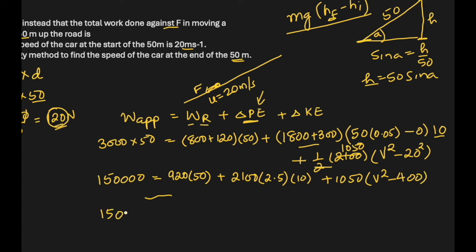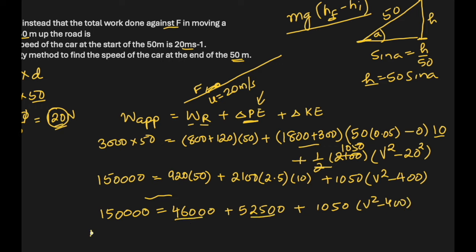So it becomes 151,234 equal to 92 times 460, 12. Okay, 25 times 2100 will be 52,500 plus 1050 v square minus 400. Okay, let's add these two and subtract from 150,000, yeah, minus 98,500 equal to 1050 v square minus 400.